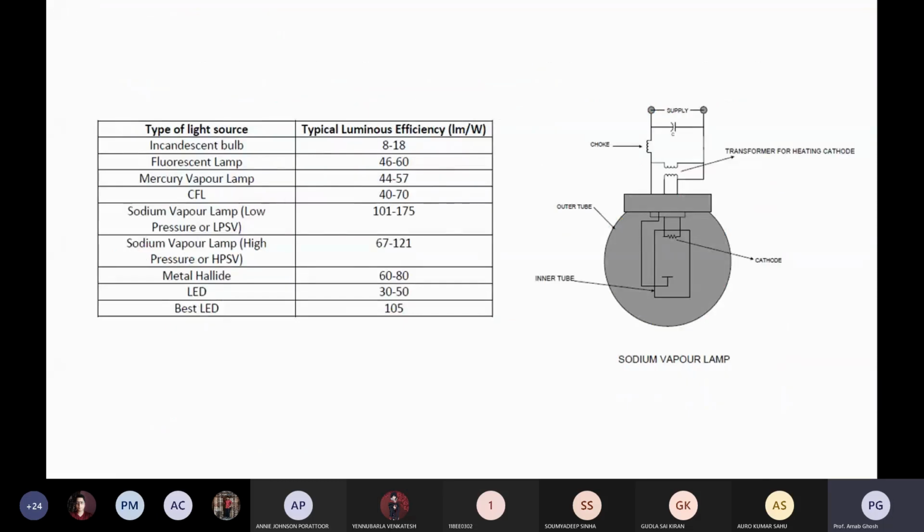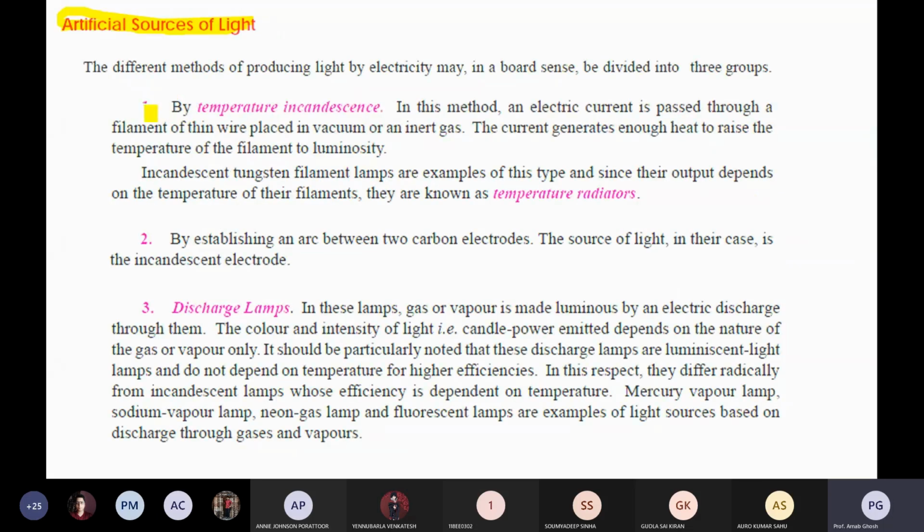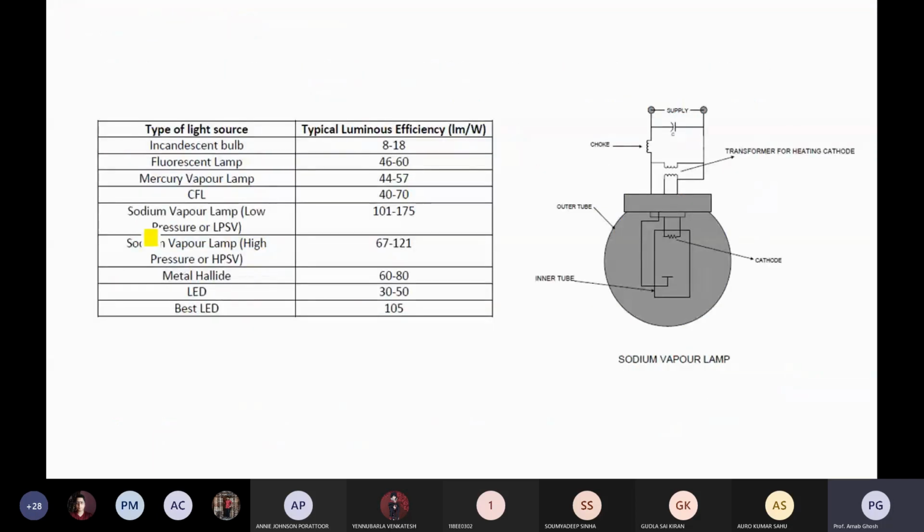In my last class I discussed that there are three categories: temperature radiators (incandescent), then electroluminescent sources, and third, the discharge lamp. Based on the different types of source, what about the luminous efficiency? We have a table from which we can understand it: typical luminous efficiency of the sources.